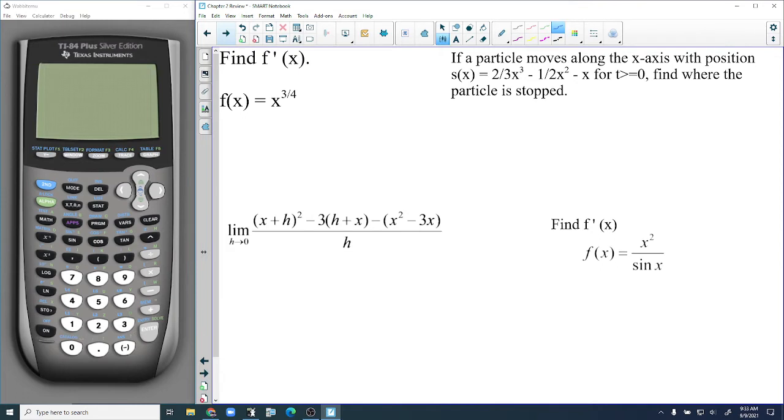Find f prime of x. So f prime of x is equal to 3/4 x. So we multiply the front and reduce the power by 1. That's negative 1/4. Well, we didn't start with negative powers, so we shouldn't end with negative powers. So we'll send that down to the denominator.